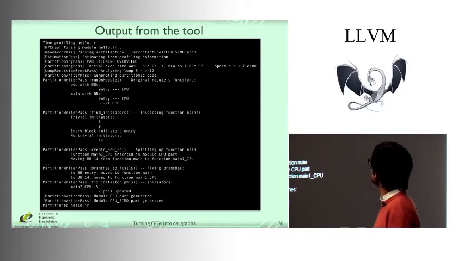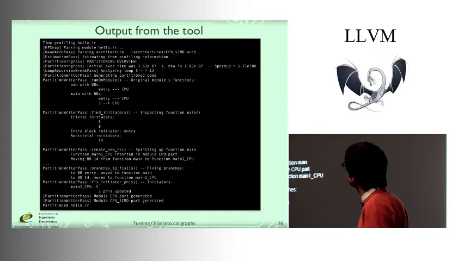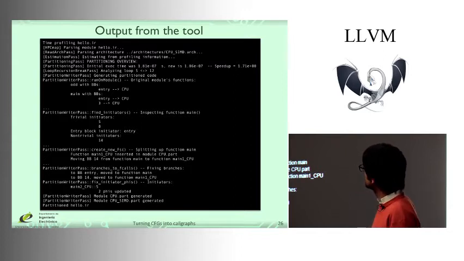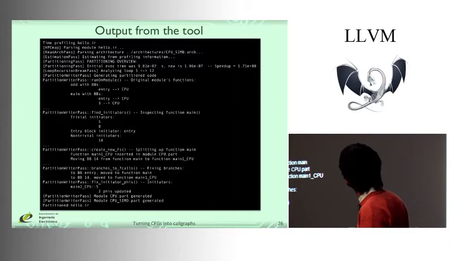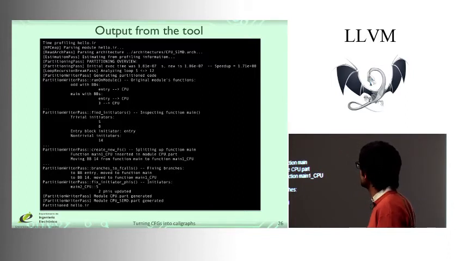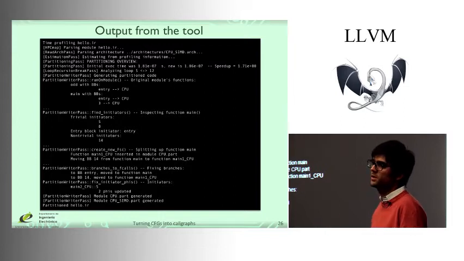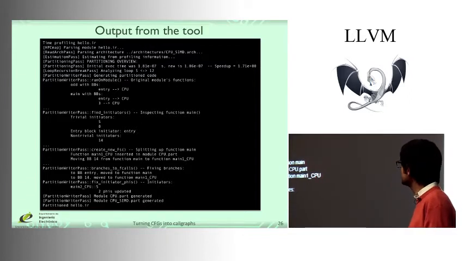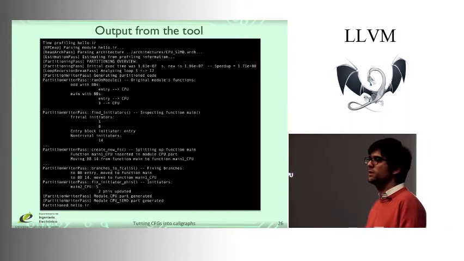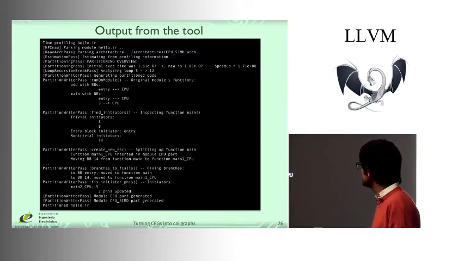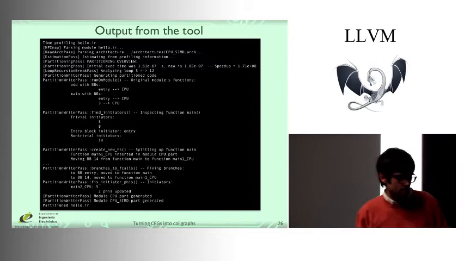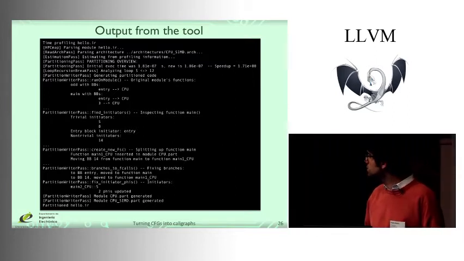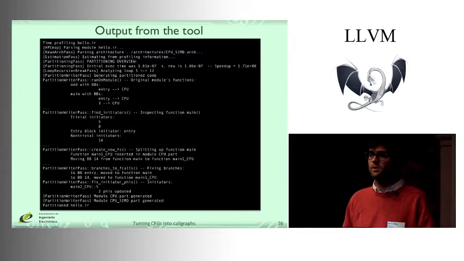Here we have a speedup of 1.7, and then we get to the partition writer pass, which detects the initiators. Here it's 6 and 8 as the trivial initiators, and for the non-trivial initiators there's just one, 14. Then we create the new functions. For that, sometimes we have to create new modules, and then we turn the branches into function calls. And as the last step, we fix the initiators. After that, you can see that we have two modules, CPU.part and CPU SIMD.part.